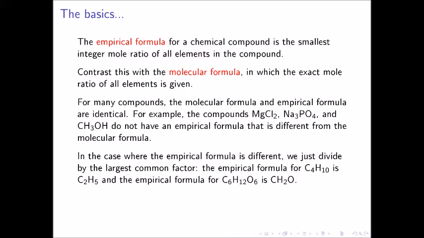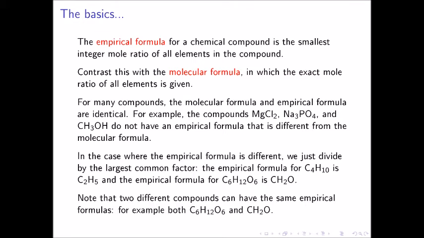The empirical formula for glucose, which is C6H12O6 as a molecular formula, is CH2O. In this case, the largest common factor of 6 and 12 is 6. Note that it is possible for two different compounds to have the same empirical formula. An example of this is glucose, C6H12O6, and formaldehyde, CH2O. Both of them have the same empirical formula, CH2O.